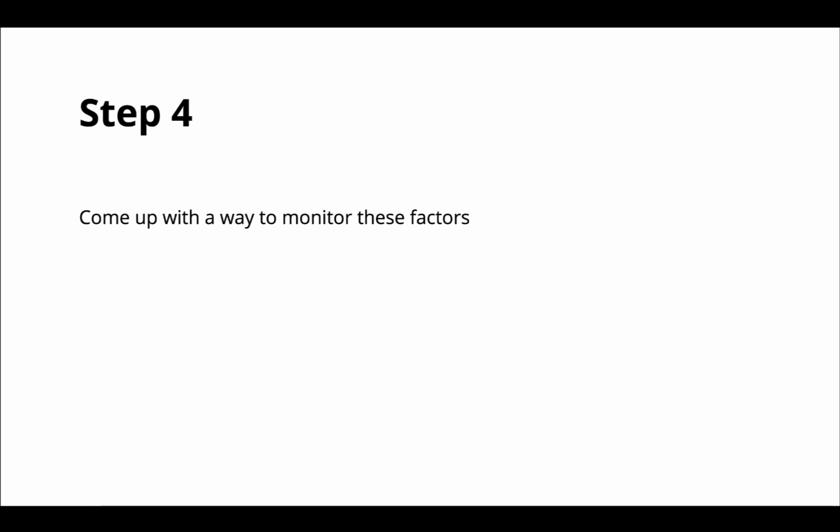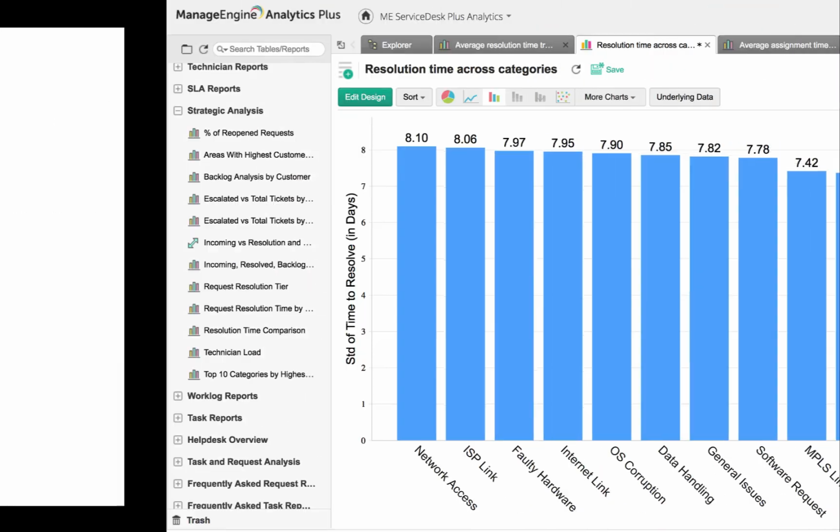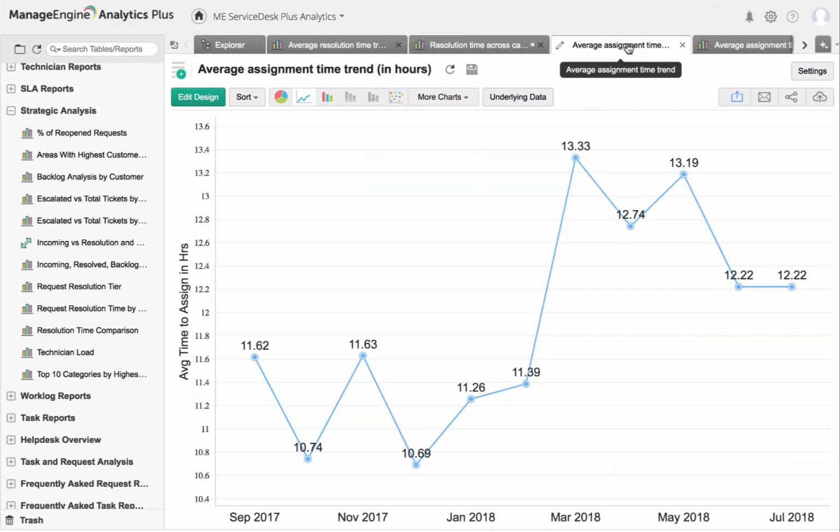Now, when it comes to ticket assignment times, the best way to monitor assignment times is using an average assignment time trend report. Now, this report gives you the overall average time it takes to assign a request to a technician. By the looks of it, it looks like it takes anywhere between 10 hours to about 13 hours on average to assign a ticket in my help desk.